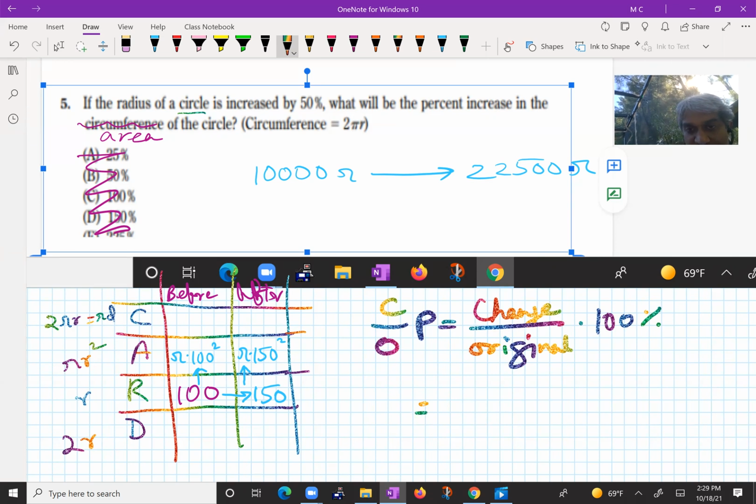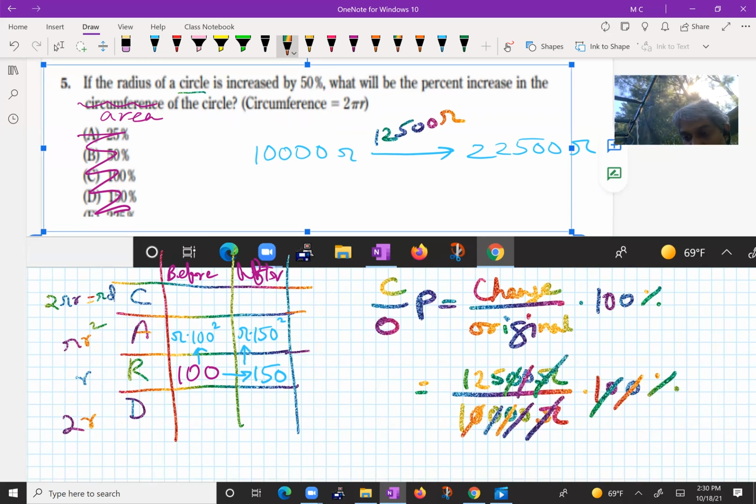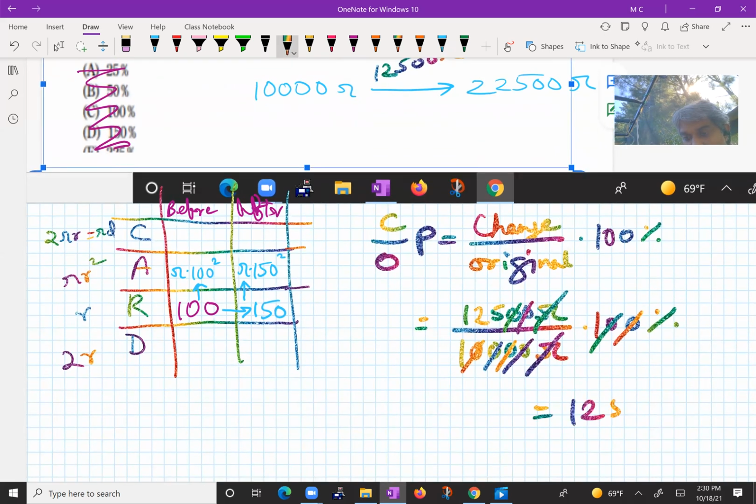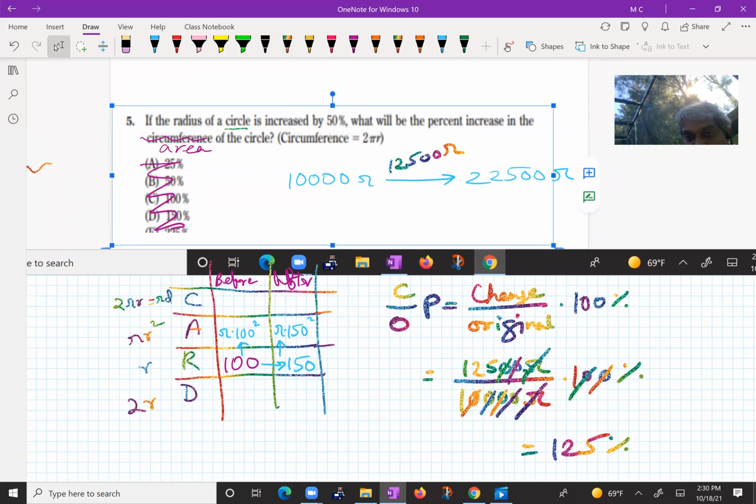The change was what? Subtracted, 12,500 pi. And subtract it, you get that. So you put 12,500 pi divided by the original, which was 10,000 pi, times 100%. And start canceling now. That turns out to be 125%.